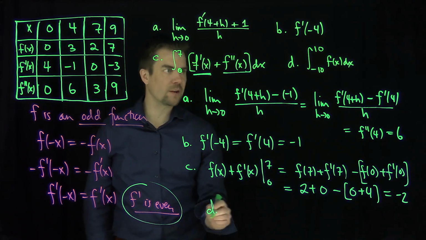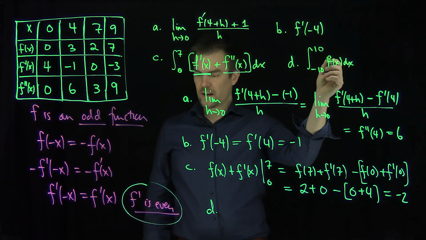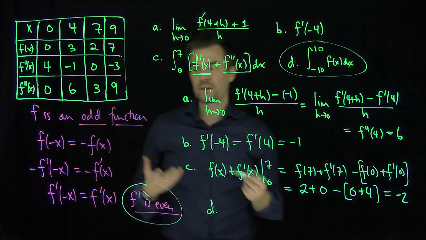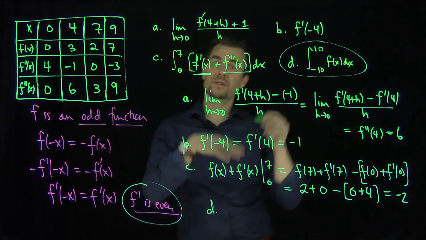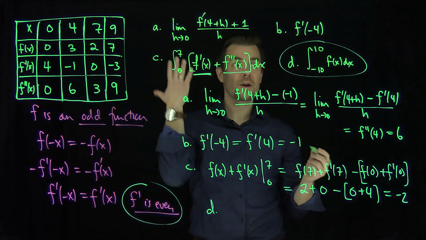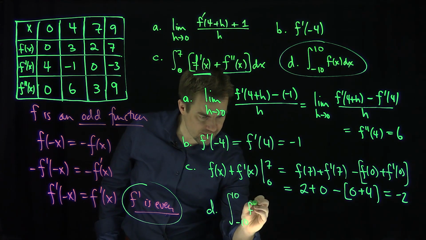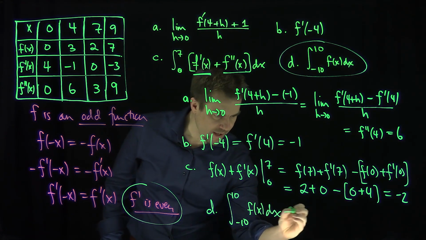And finally, in part D, what are we asked to do? We're asked to find the integral over the symmetric interval from negative 10 to 10 of an odd function. If you integrate an odd function over a symmetric interval from negative a to positive a, you get 0. So the integral from negative 10 to positive 10 of this odd function, f of x dx, is equal to 0.